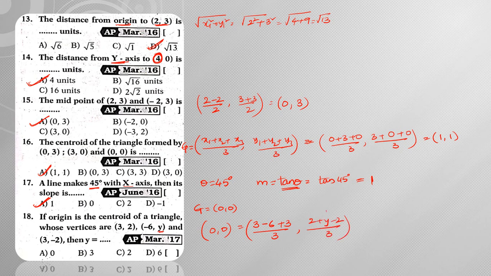Now since I need the value of y, I need to compare the y coordinates. So before comparing, here plus 2 and minus 2 can be cancelled. Now finally what am I going to get? 0 is equal to y by 3. So when 0 is equal to y by 3, clearly y is equal to 0. Hence the value of y is 0 here.